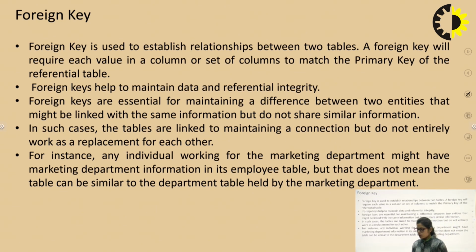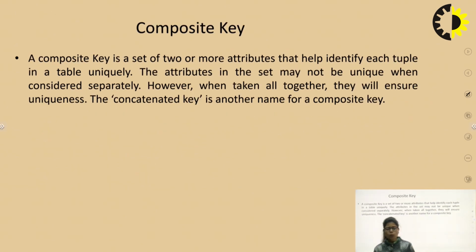This is the example of foreign key. Now, what is composite key? Basically, composite key is a set of two or more attributes that identify each tuple in a table uniquely. The attributes in the set may not be unique when considered separately. However, when taken all together, they will ensure uniqueness.